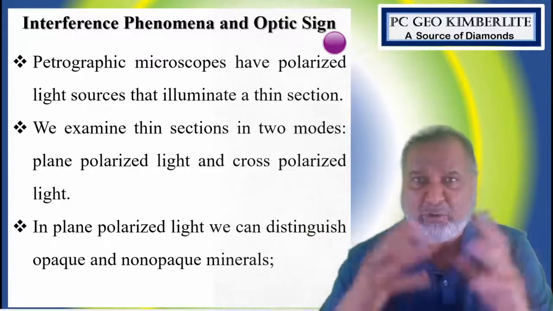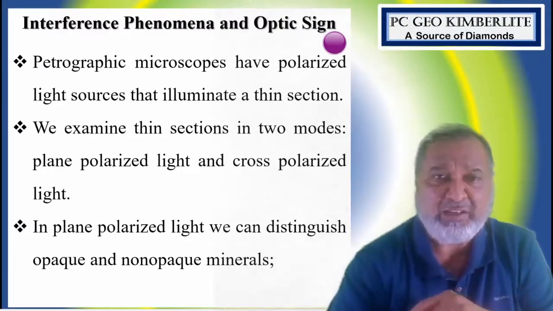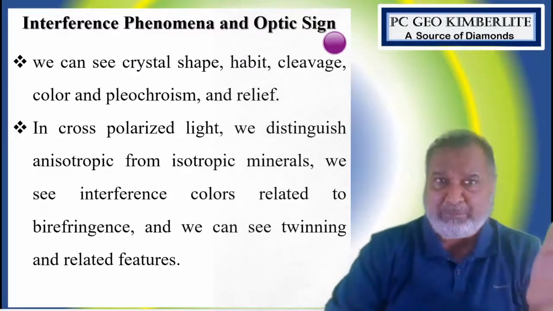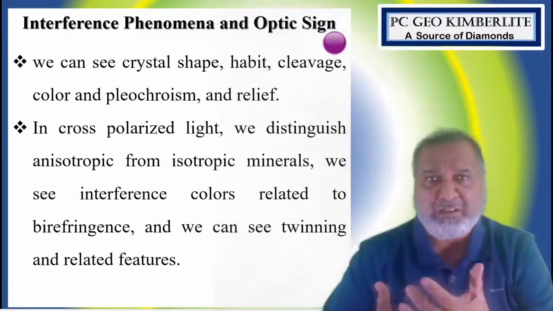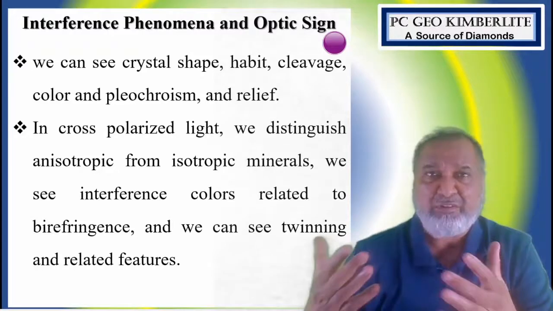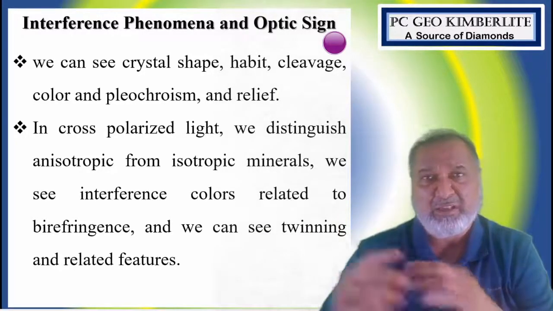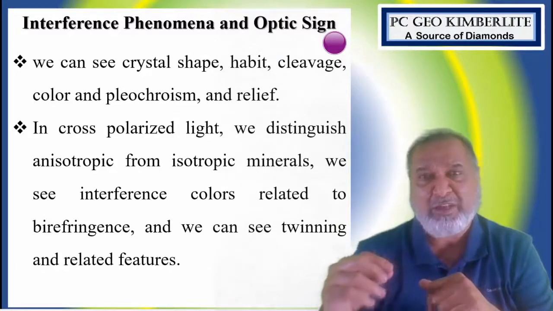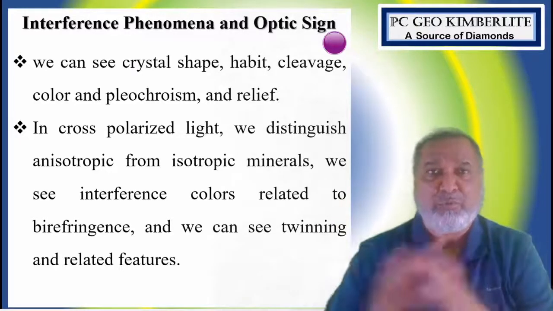Those properties I have already covered in two different videos. In plain polarized light we can distinguish opaque and non-opaque minerals. We can see crystal shape. When you are looking in plain polarized light, we see crystal shape, habit, cleavage, color, pleochroism, relief, twinkling. Those are the seven properties: color, form, relief, cleavage, cracks, twinkling, and pleochroism.